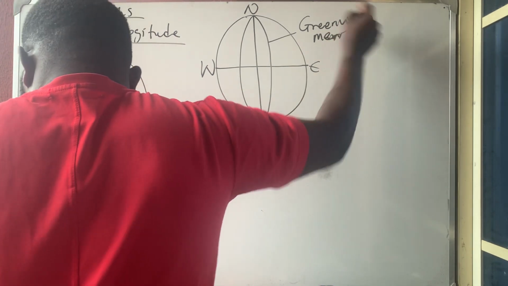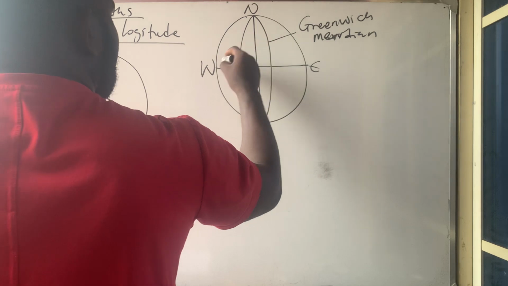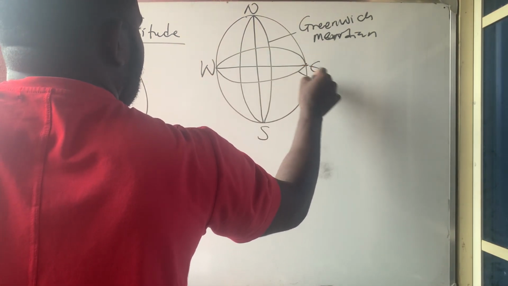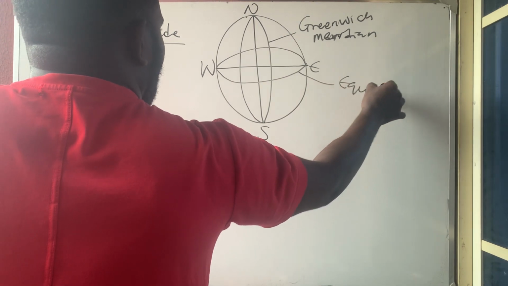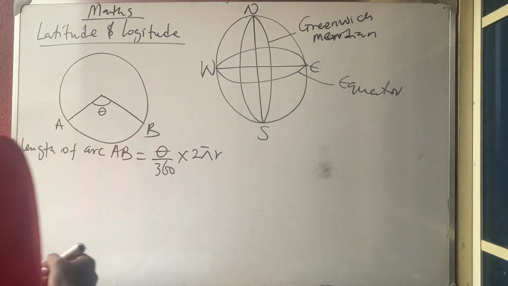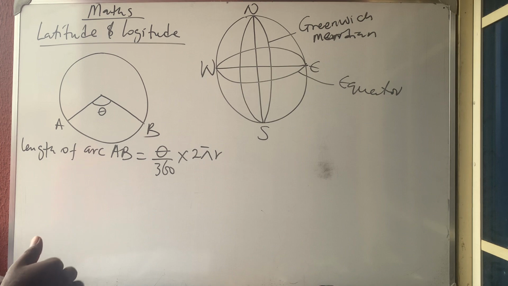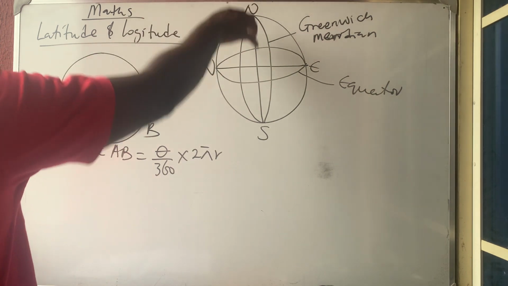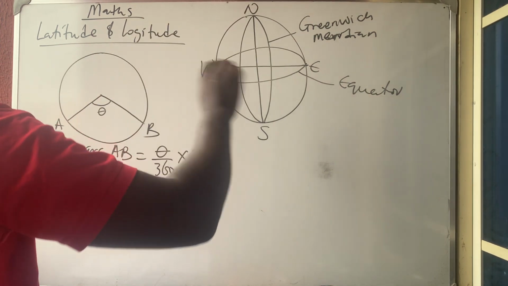This one like this in the middle is called the equator. Now you need to know the difference between the Greenwich meridian and the equator. The Greenwich meridian is on the longitude, while the equator is on the latitude.